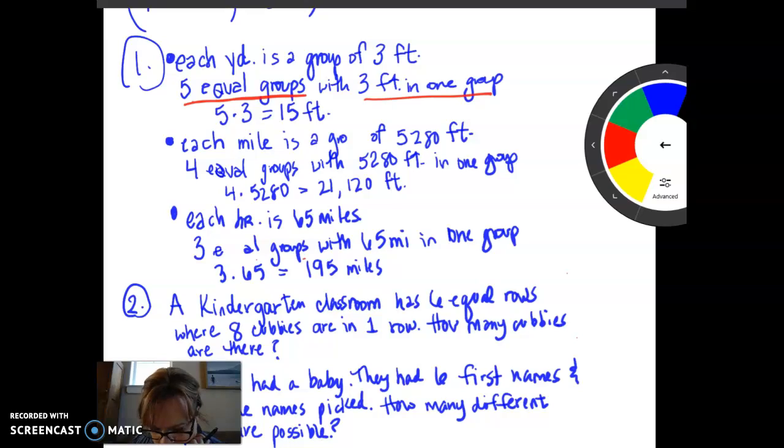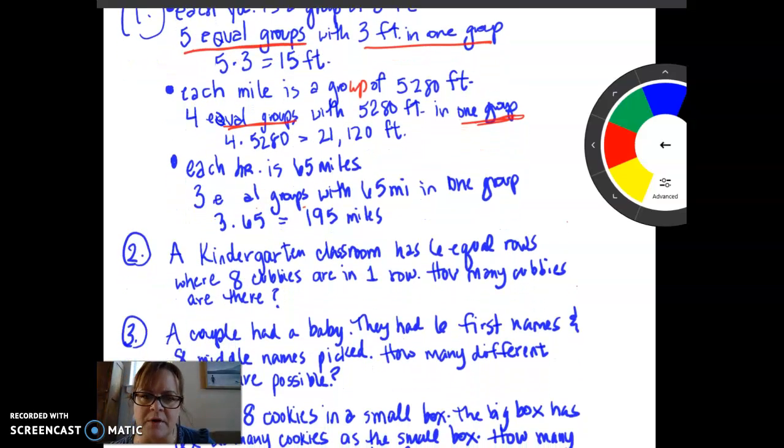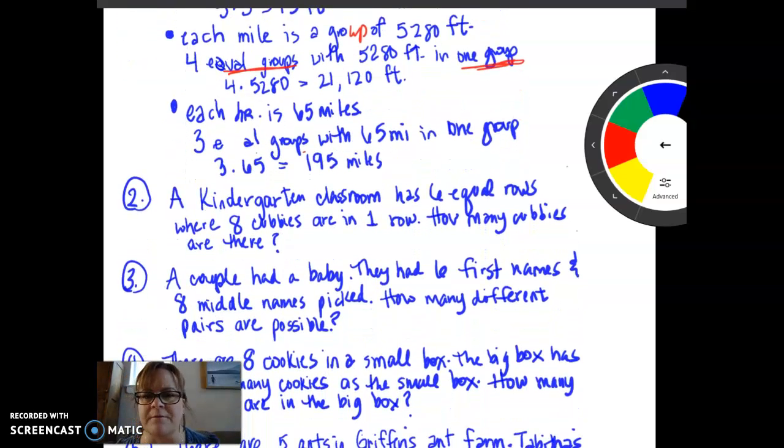In the second one, there are 5,280 feet in a mile. How long in feet is a 4-mile stretch of the road? So in this case, we're going to think of each mile as a group of 5,280 feet. Sorry, I erased that word. And so we have 4 equal groups, with each group having 5,280 feet in that one group. So by definition of multiplication, we'll do 4 times 5,280 to get our answer, our product of 21,120 feet.